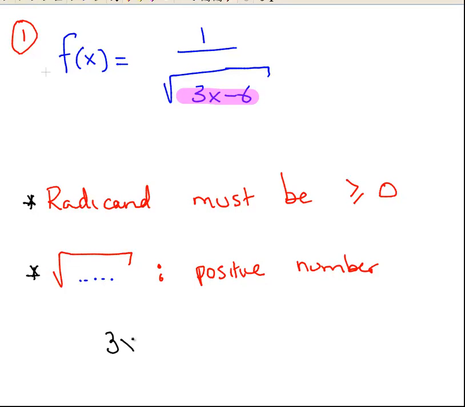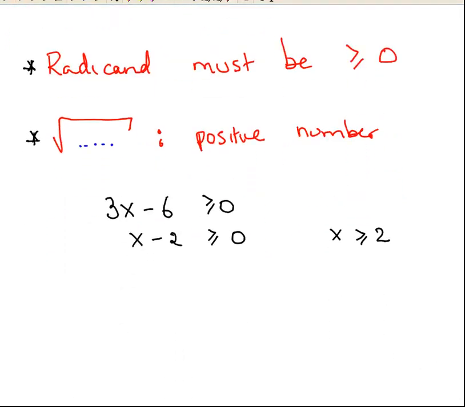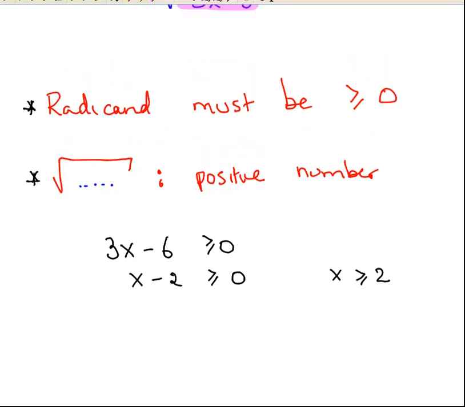So 3x minus 6 must be greater than or equal to 0, okay? So x minus 2, divide both sides by 3. 0 divided by 3 is 0. Okay. x minus 2 is greater than or equal to 0. So x must be greater than or equal to 2. Okay. Now, that's the first part. The x must be greater than or equal to 2. So that's the first consideration.